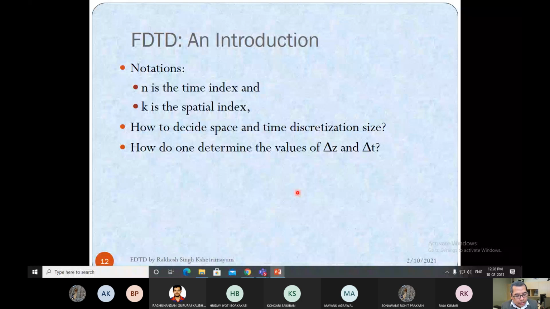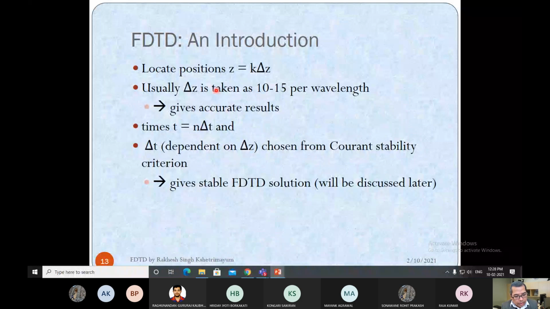So now I actually do the discretization of delta z. Delta z is usually taken as 10 to 15 per wavelength. So as a rule of thumb, delta z size should be at least 10 to 15 per wavelength. Let's say you want to subsection a length of lambda, then you should have at least 10 to 15 subsections. So that's a rule of thumb. Once you decide delta z, then you can decide delta t.